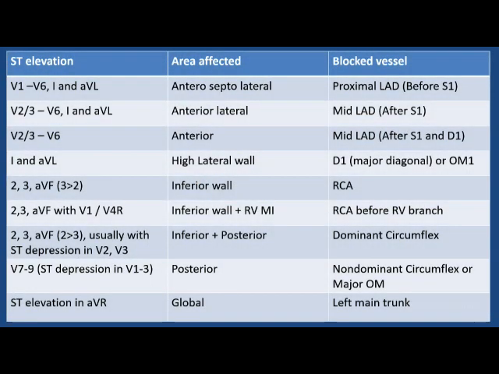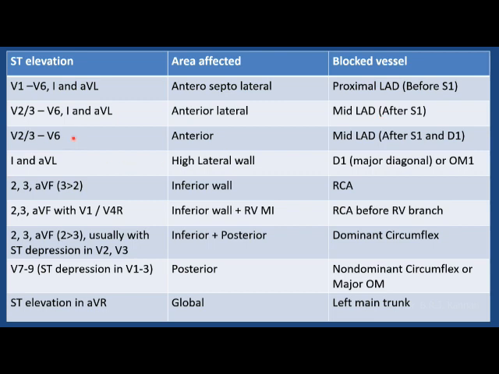Okay, so to summarize the entire thing, whatever we have discussed so far. If the patient has ST elevation in V1 to V6, 1 and AVL, that means all the areas are involved. It is anteroseptal, lateral or extensive anterior MI, proximal LAD before S1. The ST elevation has skipped V1, V1 is not involved. That means it is still anterolateral MI, but probably the mid LAD after S1.